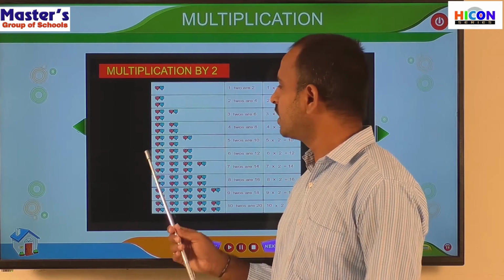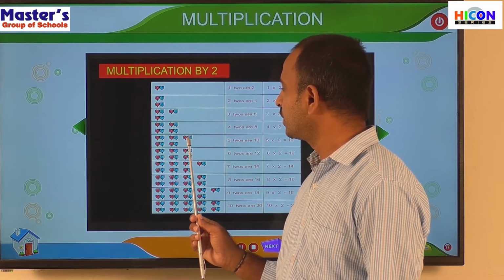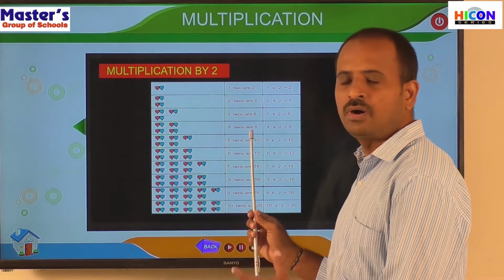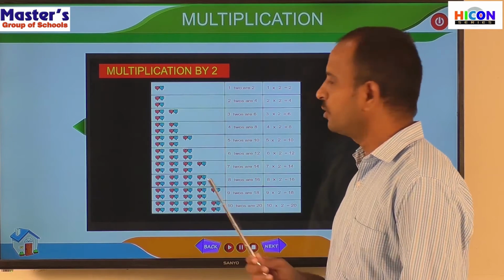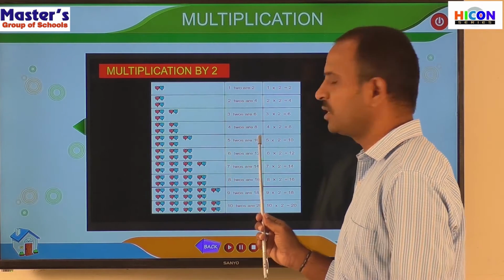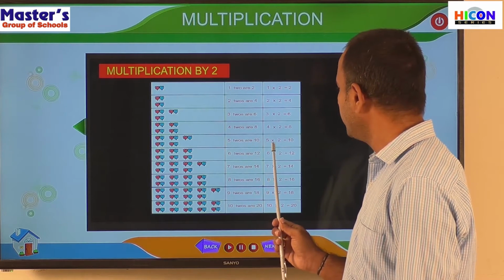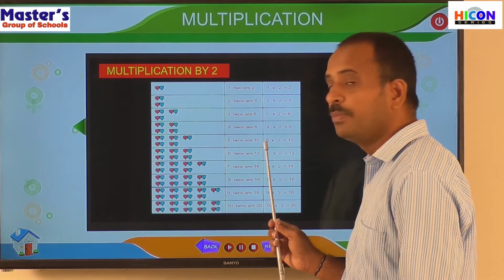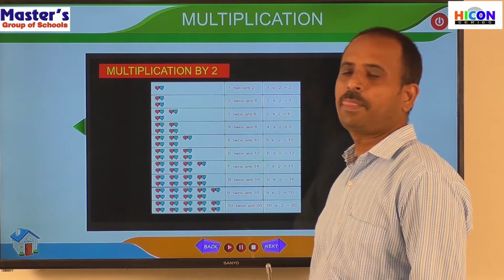So total how many 2's are there? There are 5 2's. 1, 2, 3, 4, 5. So 5 2's are how much? 5 2's are 10. So total how many flowers are there? Total 10 flowers. So 5 2's are 10, and it can be written as 5 into 2 is equal to 10, and it can also be read as 5 2's are 10.